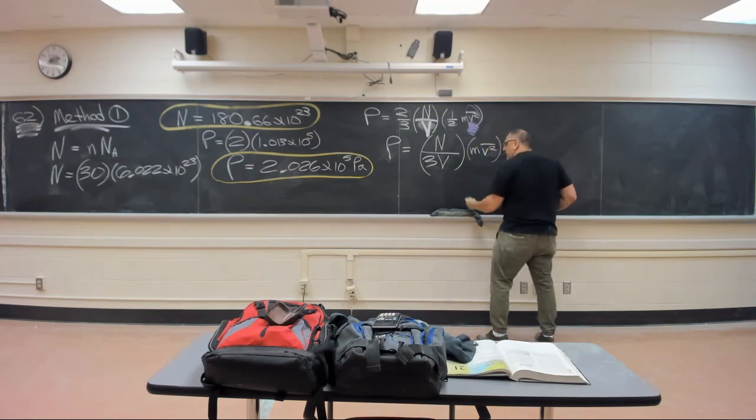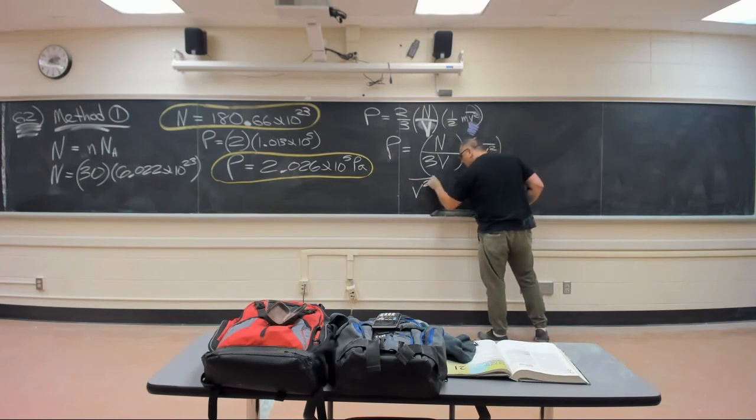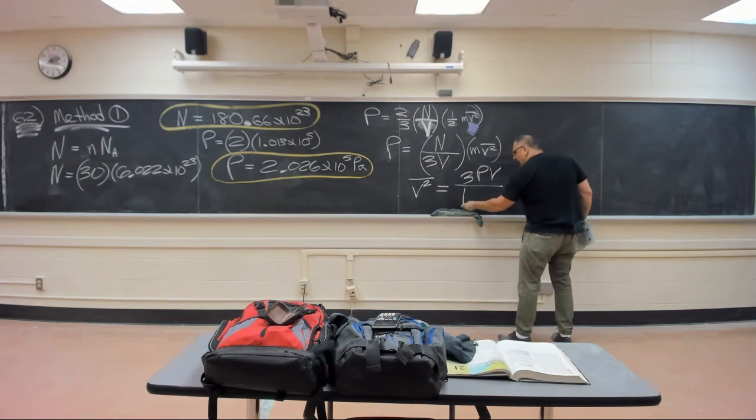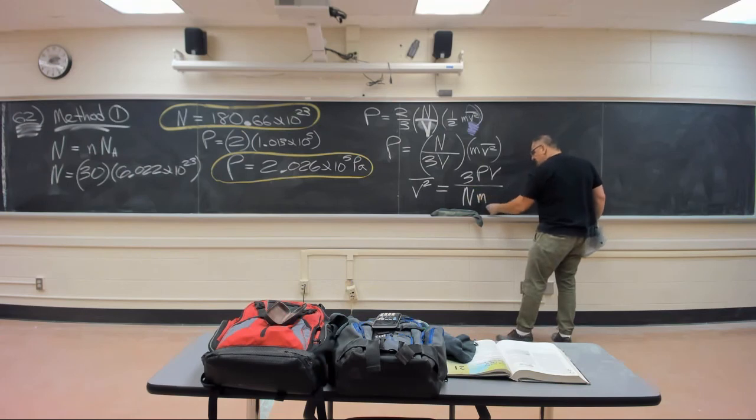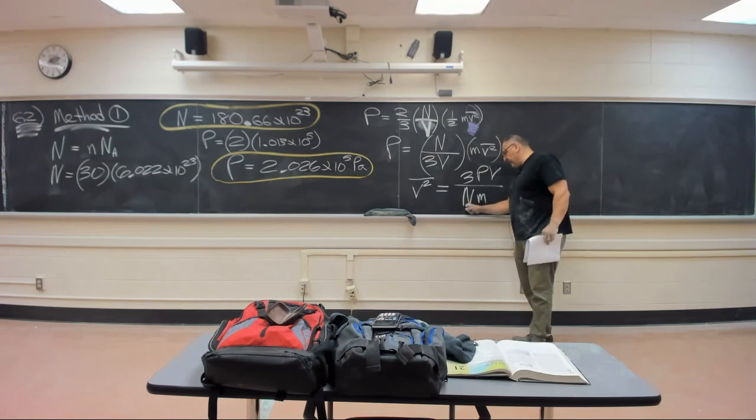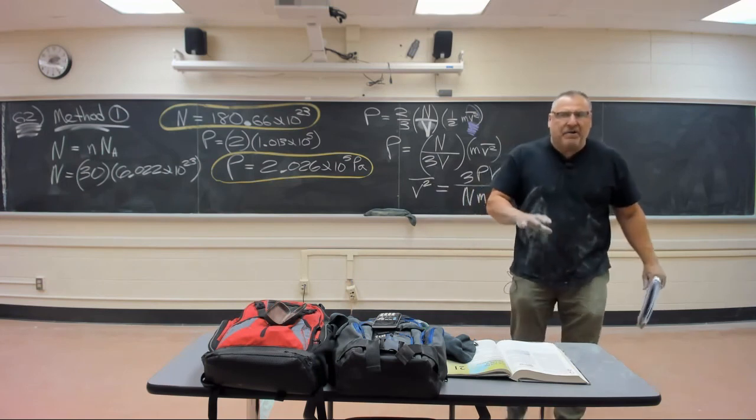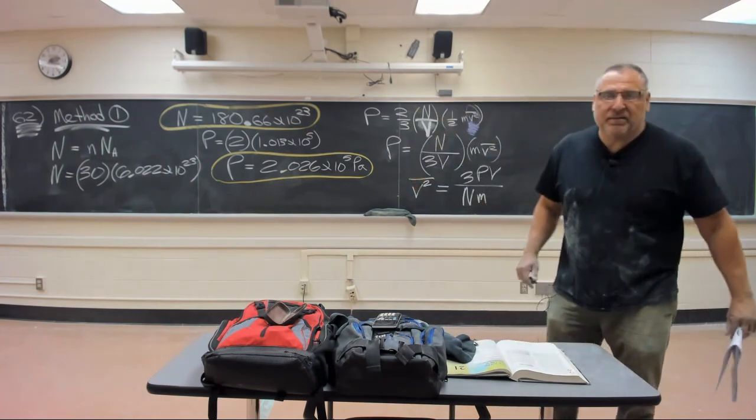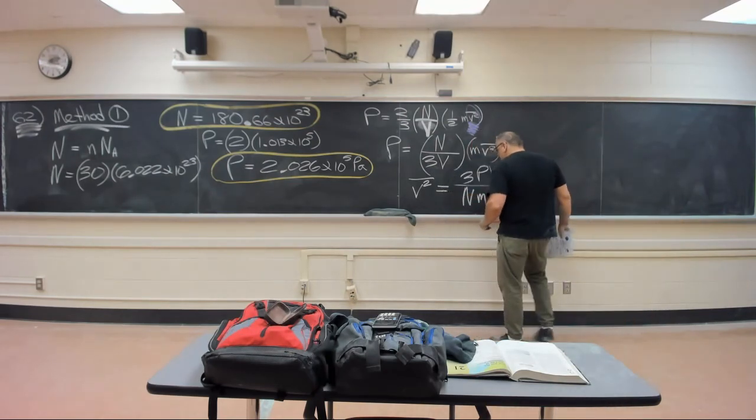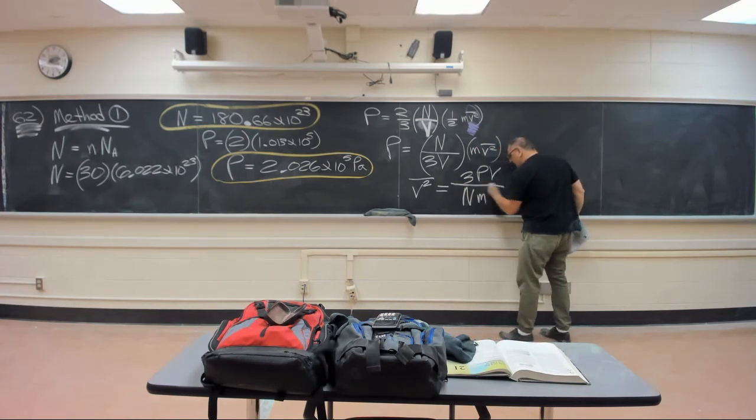Let's solve for the v squared bar. Multiply by 3V on each side. Divide by capital N times m. That's kind of interesting. The number of particles times the mass of each particle will tell you the mass of the entire gas that is present there. The entire mass of the matter present will be told right here.